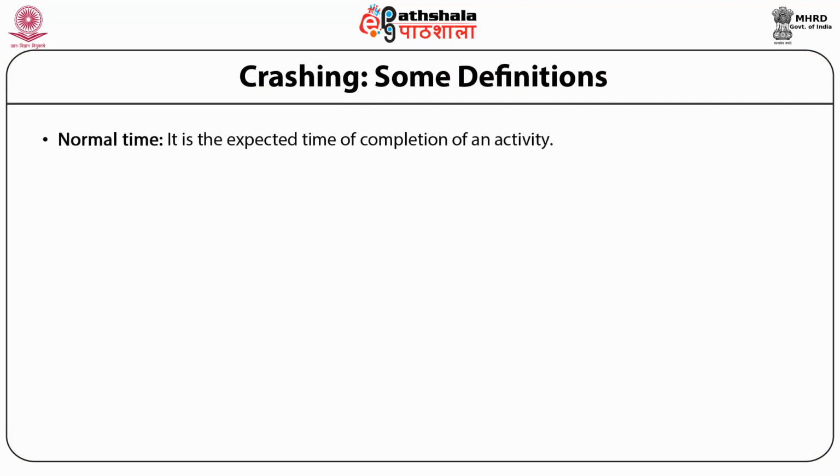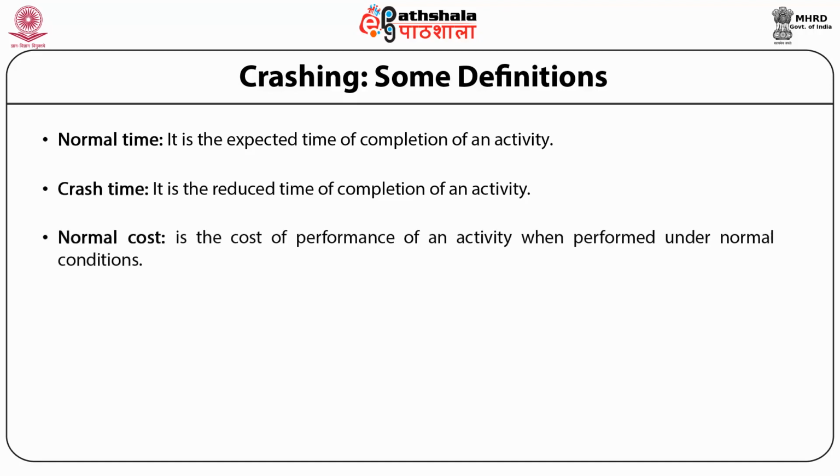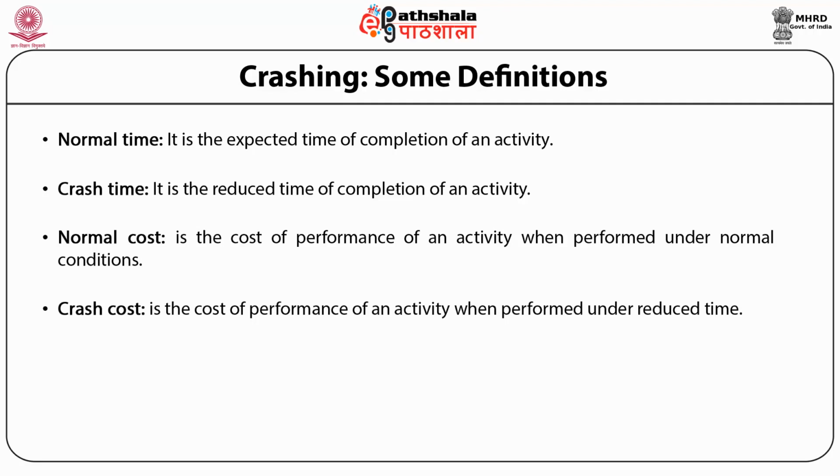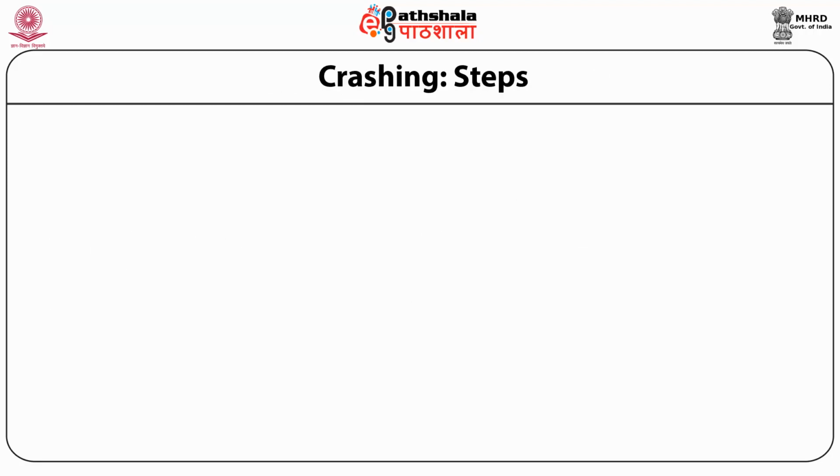Normal time. It is the expected time of completion of an activity. Crash time. It is the reduced time of completion of an activity. Normal cost is the cost of performance of an activity when performed under normal conditions. Crash cost is the cost of performance of an activity when performed under reduced time. Following are the steps to be used in crashing of a project.